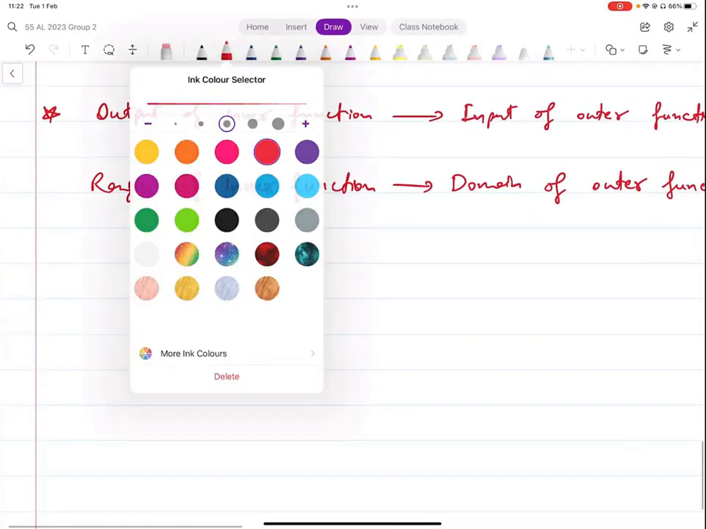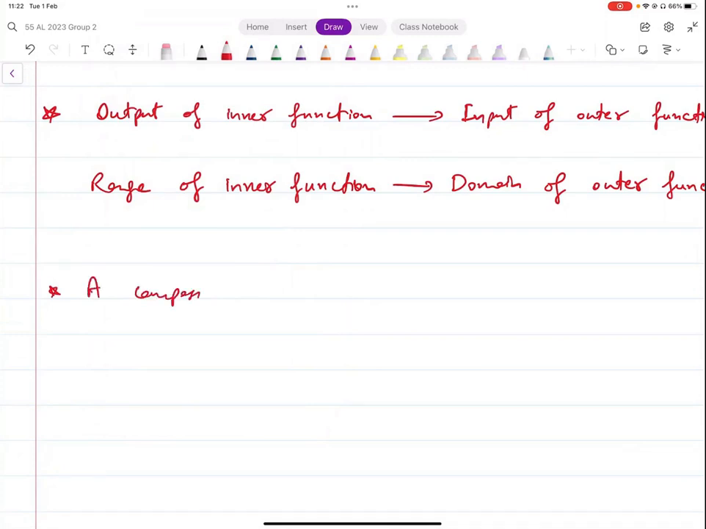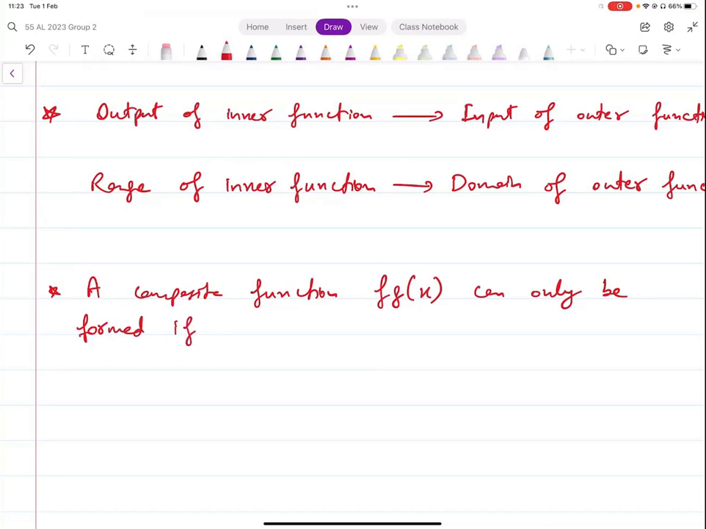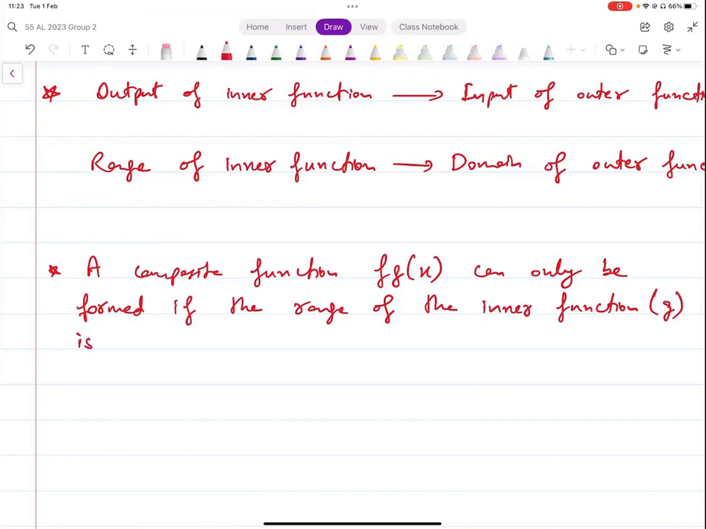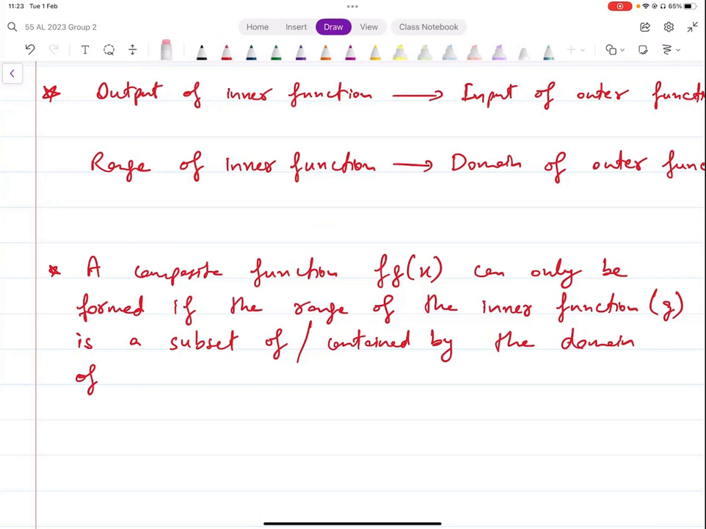You can say a composite function f g of x can only be formed if the domain of the outer function, or the range of the inner function, in this case it's g, is a subset of, or is contained by, the domain of the outer function.